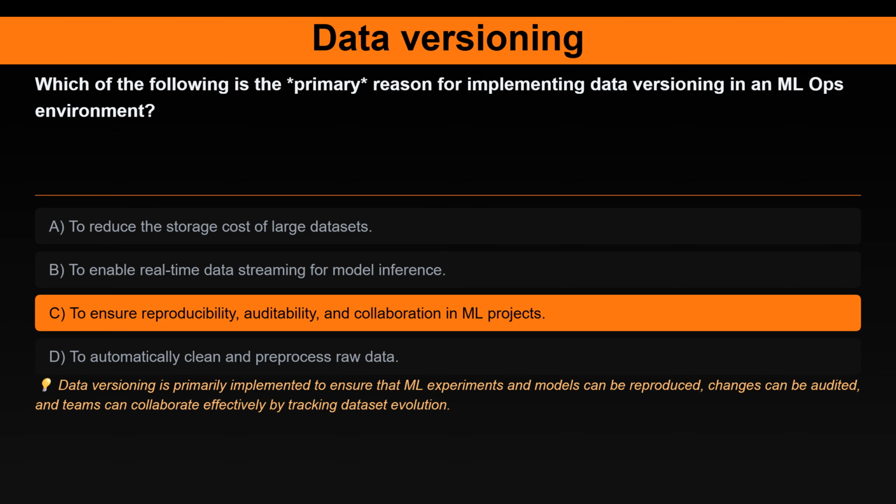The correct answer is to ensure reproducibility, auditability, and collaboration in ML projects. Here's the explanation. Data versioning is primarily implemented to ensure that ML experiments and models can be reproduced, changes can be audited, and teams can collaborate effectively by tracking dataset evolution.